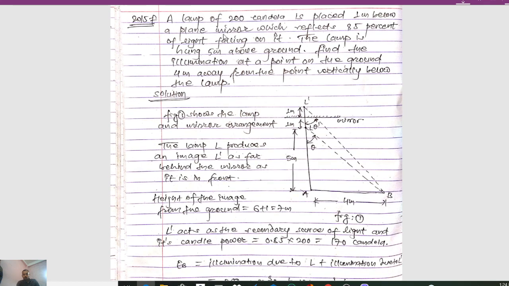And here, a lamp of 200 candle power is placed 1 meter below the plane mirror. Means here we have a plane mirror, as shown, and the lamp is placed 1 meter below it. Means we have a lamp which has a power of 200 candles and is placed 1 meter from this plane mirror.